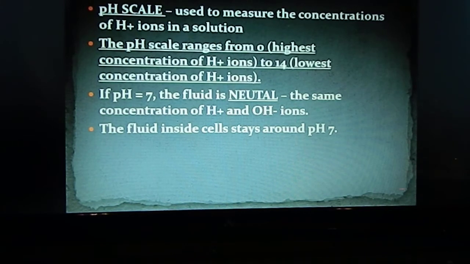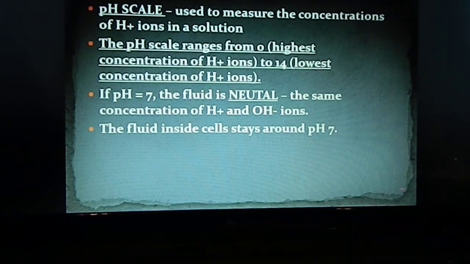So since these hydrogen ions can influence the function and structure of cells, scientists developed a pH scale that's used to measure the concentrations of hydrogen ions in a solution. All right, and the pH scale ranges from 0, which means it has the highest concentration of hydrogen ions, to 14, which means it has the lowest concentration of hydrogen ions.